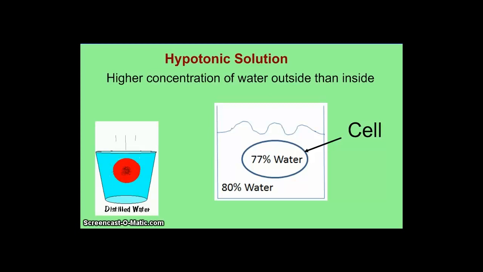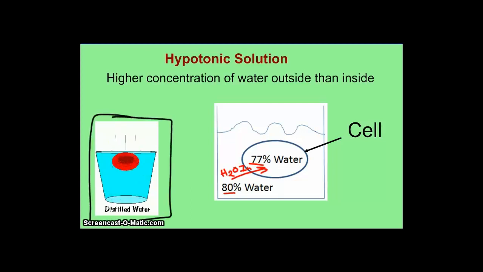Hypotonic solution. In this case, the higher concentration of water is outside the cell rather than inside the cell. 80% outside, 70% inside. Water will move from the outside in, causing the cell to expand. And in this diagram over here, we see a red blood cell which is placed in distilled water, which is 100% H2O. And we see that the cell expands and expands as water moves into it in a hypotonic solution until eventually the cell bursts. It's called lysis, and it causes cell death.